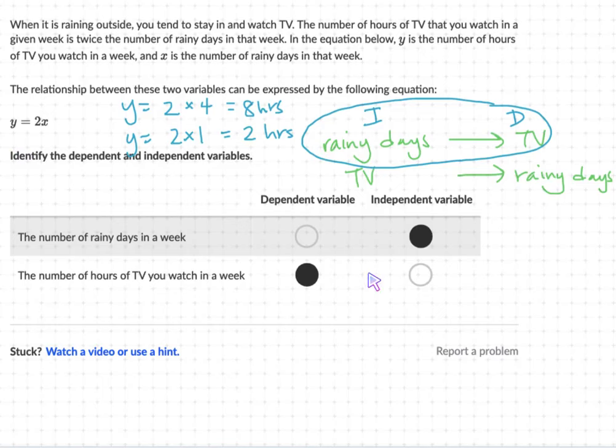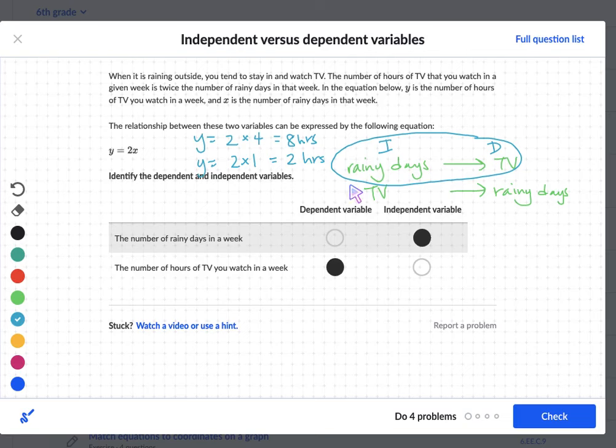You might be at home thinking, no, that's not true for me at all. But remember, we're just looking at this problem and what makes sense here.